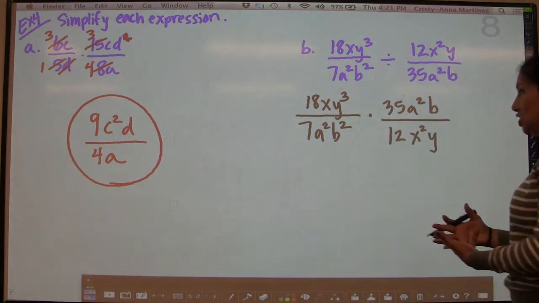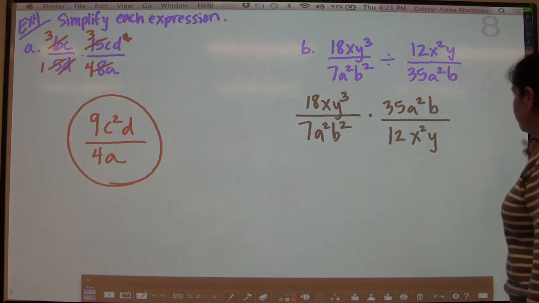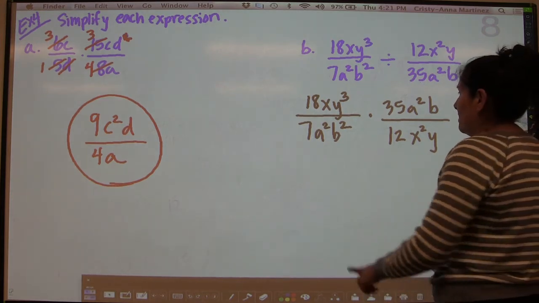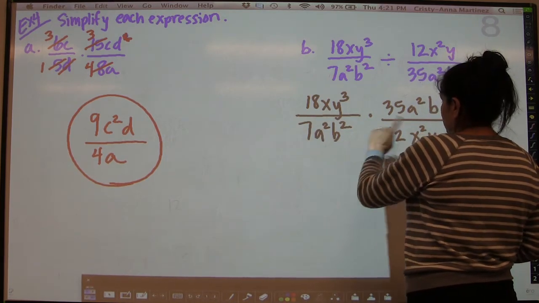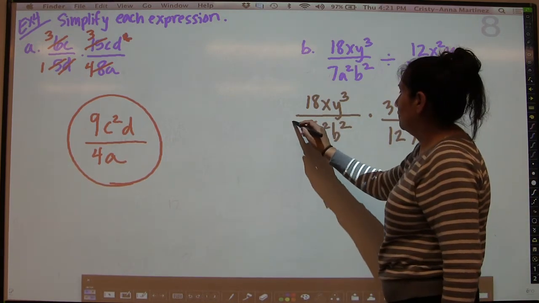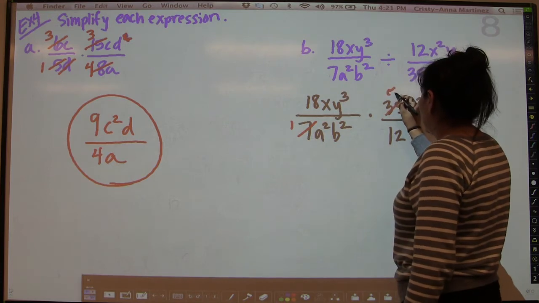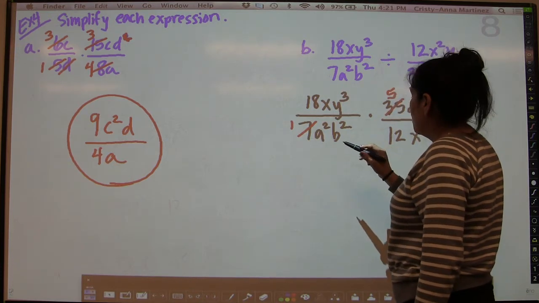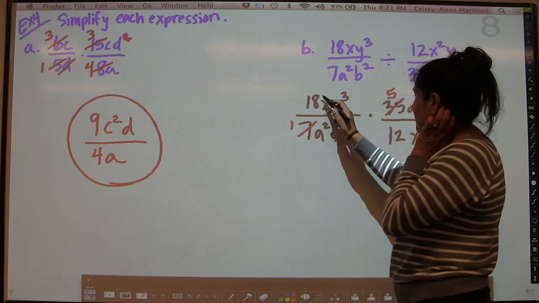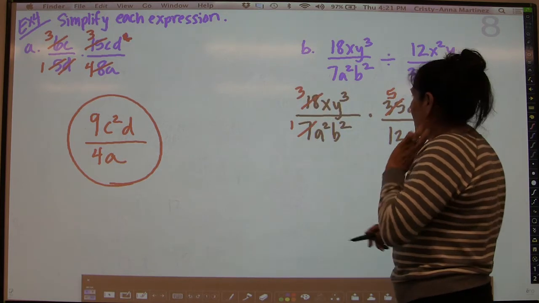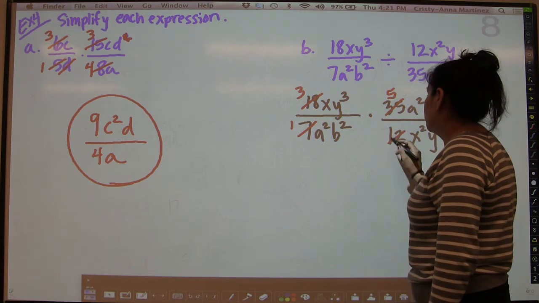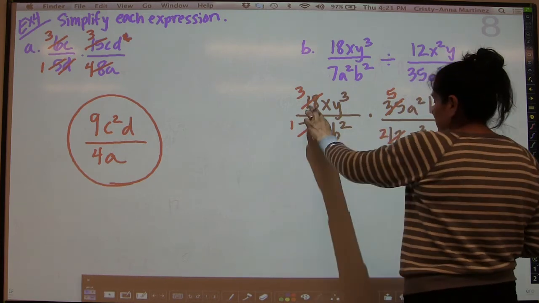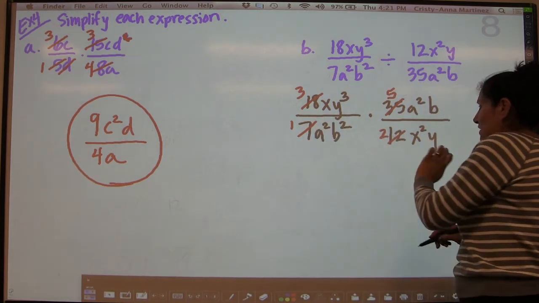And now I can continue like I did in part A and see if there's anything in common. Again, nothing in common between 18 and 7, but we do have something in common between 18 and 12 and 7 and 35. So 7 goes into 7 once, 7 goes into 35 5 times. Actually, 6 goes into 18 3 times, and 6 goes into 12 2 times.